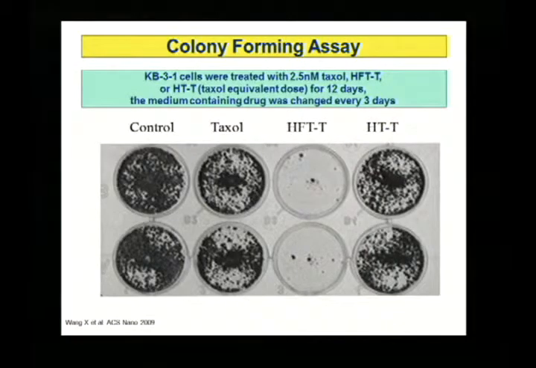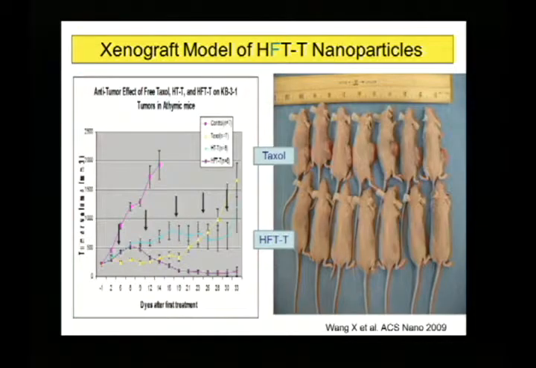Next. So this is a colony formation assay. This is the control cells. These are KB301 cells, which have very high expression of folic acid receptor on the cell surface. This is Taxol treated, this is a non-target nanoparticle, and this is the target nanoparticle. Clearly you see the big difference in terms of cell growth inhibition. Next. And this is the animal model we tested. Just looking at free Taxol versus this target nanoparticle, you can clearly see the big difference in tumor growth in these animals. And in 3 of them we didn't see any single viable cells. So this is a big difference in terms of cell growth inhibition. Next.